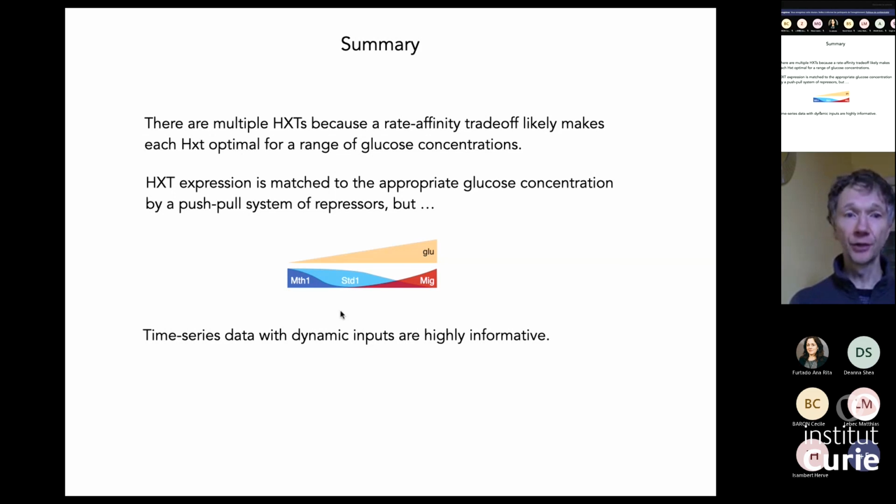And then finally, of course, the network does more than that. I mean, it seems like, as we said, multiple transporters are expressed at the same time, but there's some other more complex information processing happening. But just from a methodological perspective, having this time series data is very important. You really see a lot by having changing inputs and following how cells move over time or respond over time.